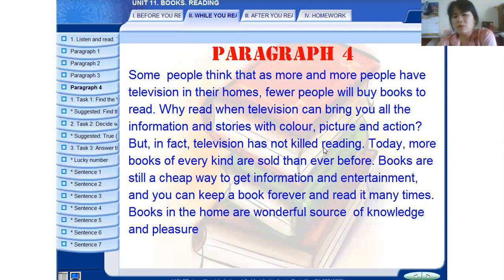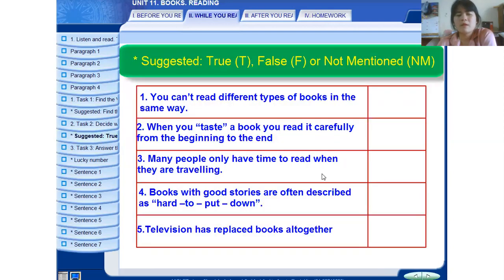Television has not killed it, and you can compare. So now let's confirm the answer. Number 1, true or not mentioned? It's true. Yes. Okay, I see your answer. Not mentioned.